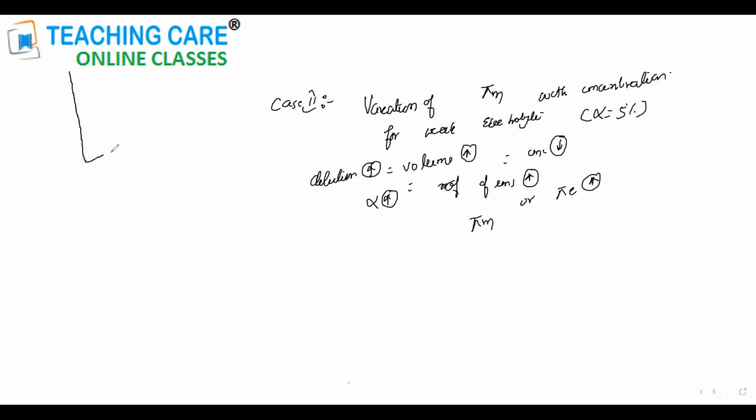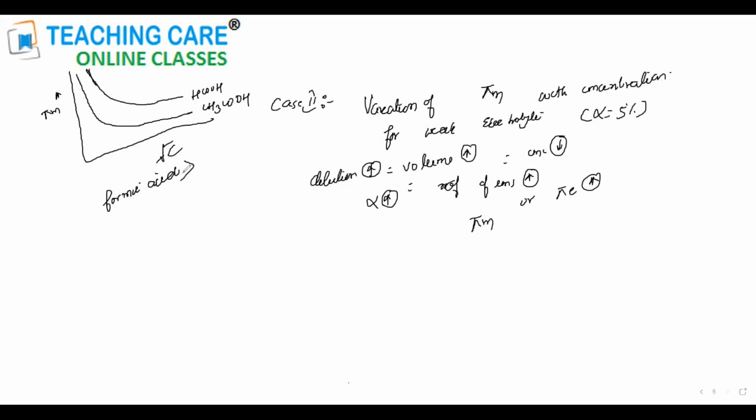And if you draw the graph for molar conductivity against the square root of concentration, this is for formic acid and this is for acetic acid. And this is formic acid. The molar conductivity of formic acid is greater than what? Acetic acid.